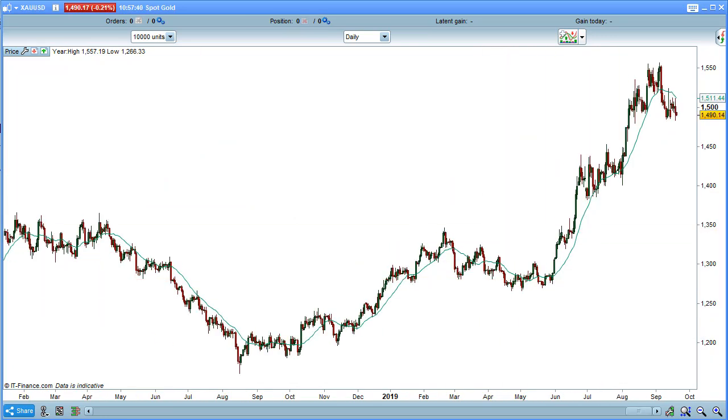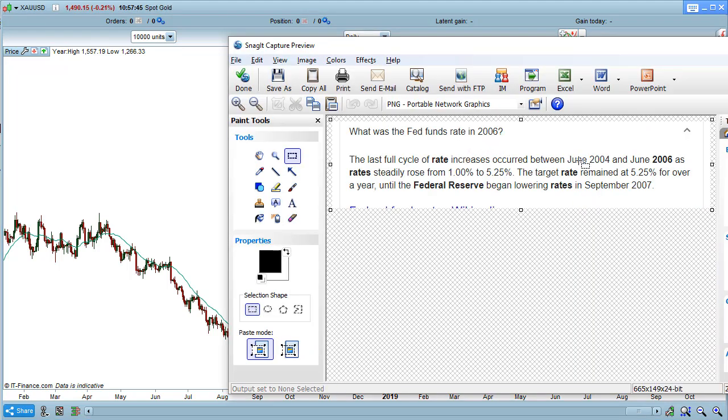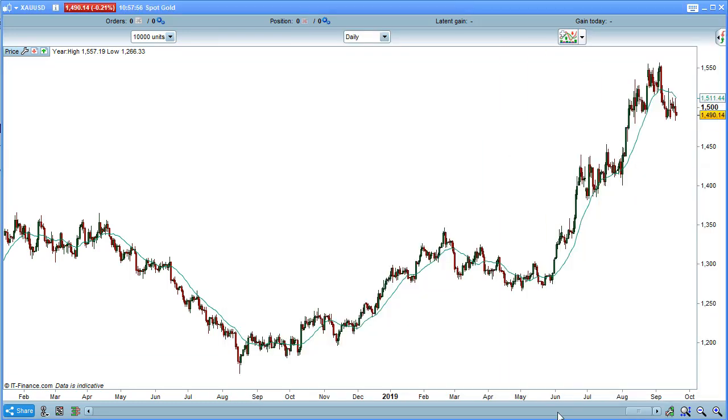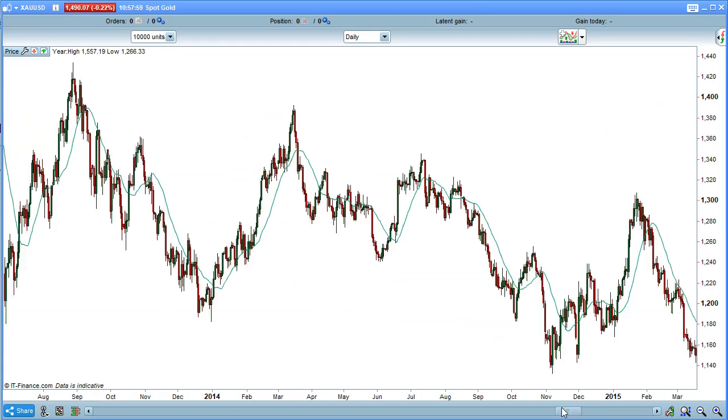Okay, so I'm going to bring up a gold chart, and let's go back through the exact same time when they're looking at the interest rate. Remember here, they stopped raising rates. Their first rate rise was when? Right there, September 2007. Let's see what gold was doing at that time.